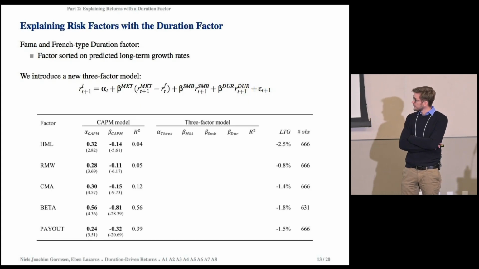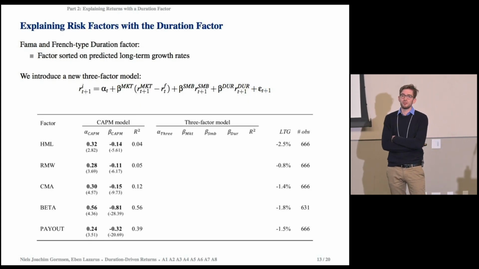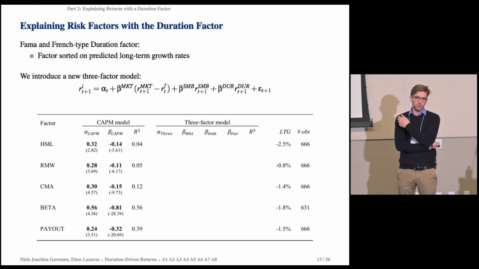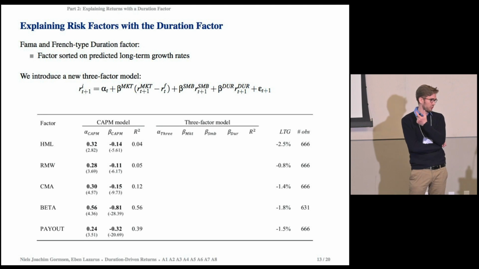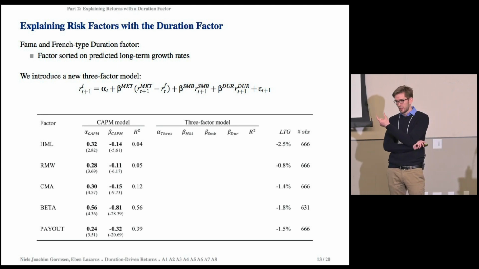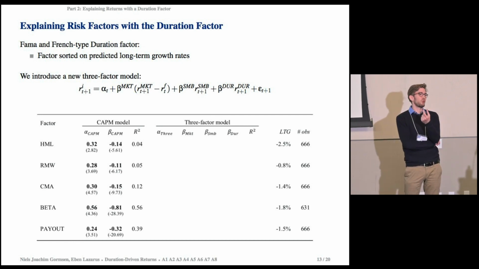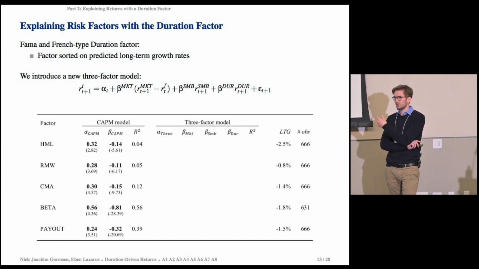Basically what we do is we create a Fama-French type factor based on a duration characteristic. And that duration characteristic comes from the regressions I showed you before of long-term growth rates onto the regressors. Now, we use the predicted value rather than the actual long-term growth rates because long-term growth rates are only available for a subset of firms. So we extrapolate the relations between the characteristics and growth rates onto the other firms.